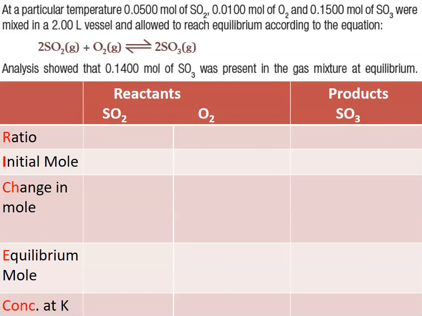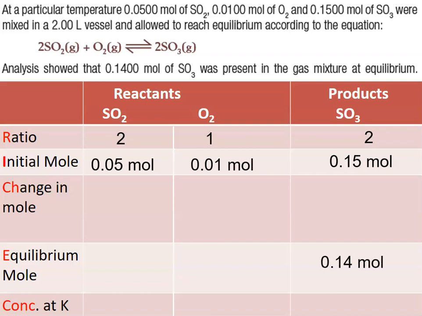Okay, so ratio, it's a 2 to 1 to 2. We have 0.05 of that, 0.01 of that, and 0.15 of that. And then we have, at equilibrium, 0.14 moles left. I've just cut off my significant figures because I couldn't be bothered filling it all in.